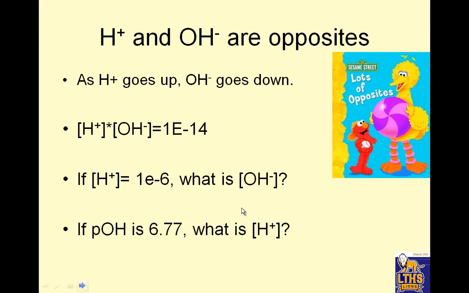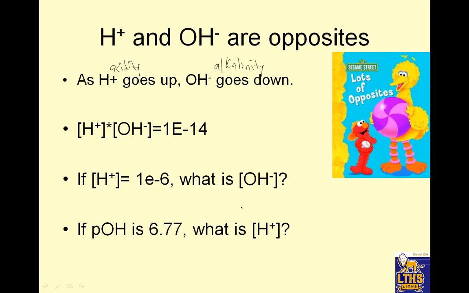H positive and OH negative are opposites. As H goes up, OH negative goes down. Remember, this basically decides acidity, and this decides alkalinity. Remember, alkalinity is basicity, but basicity isn't a word. H positive times OH negative equals 1 times 10 negative 14th.